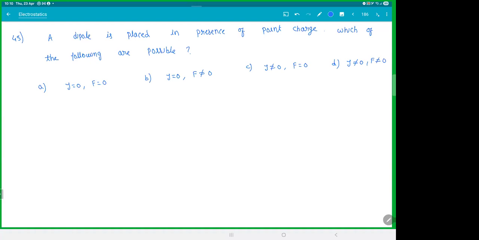What do you guys think is the answer? So the question was something like this. You have a plus Q charge, and you're saying I'm going to keep the dipole anywhere, P bar. You can keep it however you want. Then which of the following is possible?